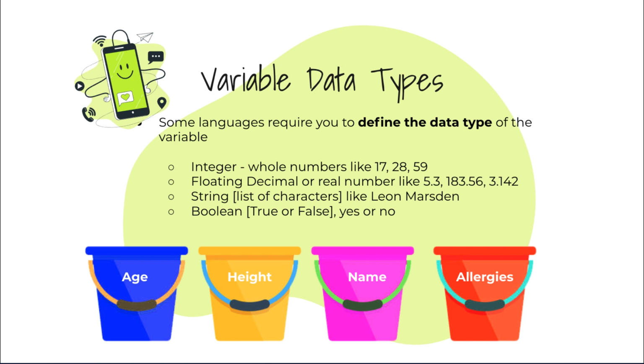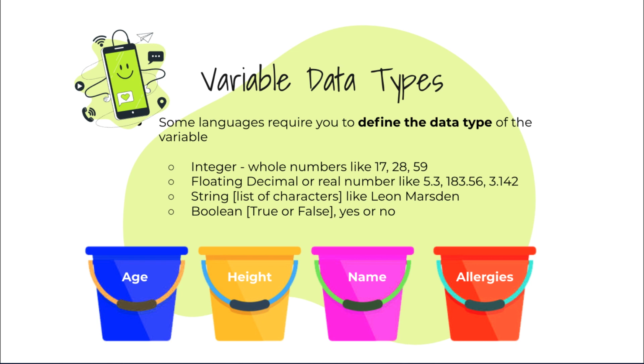Now Leon Marsden is made up of separate characters, a capital L, a lowercase e, a lowercase o, a lowercase n, a space, a capital M, etc. These are all individual characters that go together to make a string. So we can put the whole string into name because it's designed to hold strings.